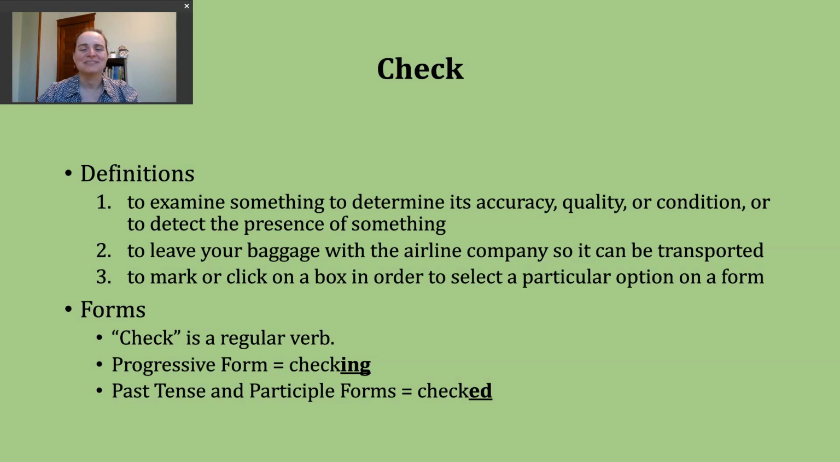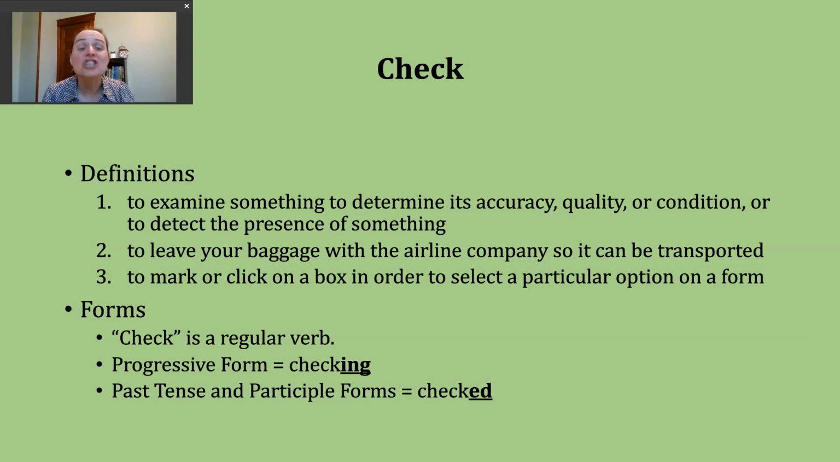A third way you'll hear check used is to mean to mark or click on a box in order to select a particular option or to select something on a form. This is an action we do pretty regularly as we are online more and more and completing more forms online. So just kind of that idea. Some people will use a check mark, right? That shape. Sometimes they'll use just an X. All of those things will work to indicate you're selecting a particular option.